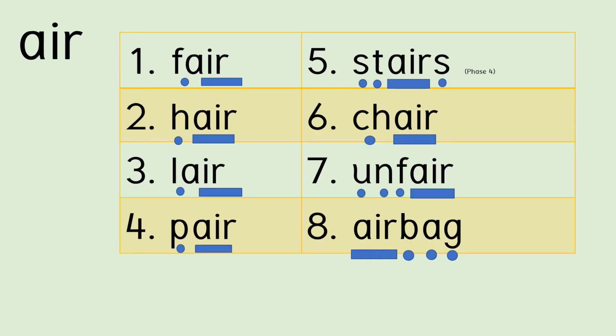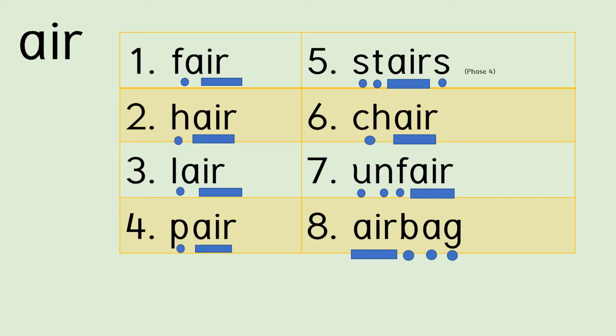And then we've got these, and what I've done, instead of doing a separate phase 4 slide, is bring in a little bit of phase 4 in number 5, because they've got to be able to blend the adjacent consonants. So in number 5, you've got the S and the T that they'll need to blend at the start. But number 1, it should be f, air, fair, h, air, hair, l, air, lair, p, air, pair. And then here we go, st, airs, stairs, ch, air, chair, un, and then f, air, fair, unfair.